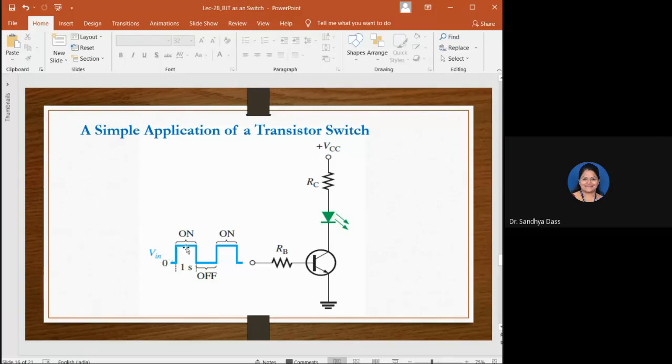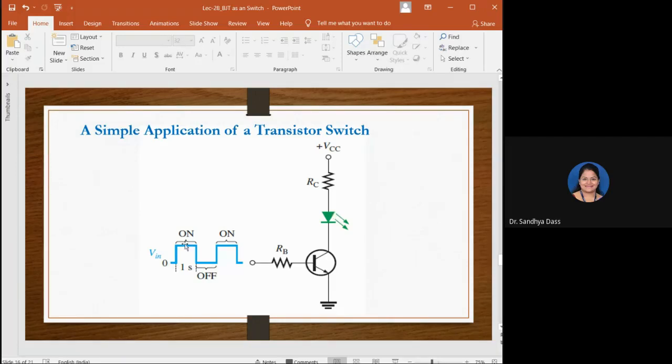When V in, the square wave, has reached the maximum value, 5 volts, what will be the condition here? There is already VCC, right? So both the junctions, the base emitter junction and the base collector junction, will be forward biased. So it is the saturation region of the transistor. Yes, the transistor is in saturation region, correct? So there will be a saturated collector current, and that will turn on the LED, right?